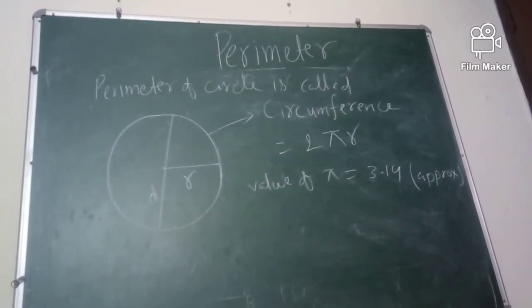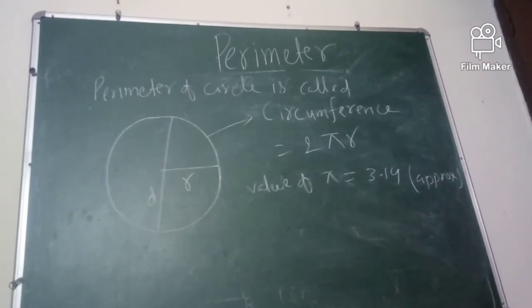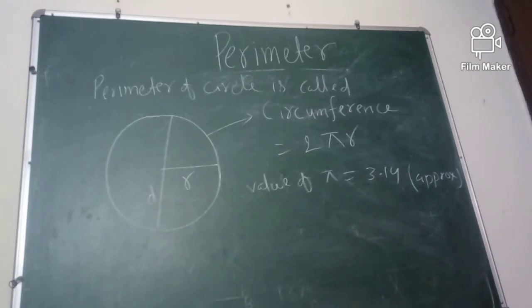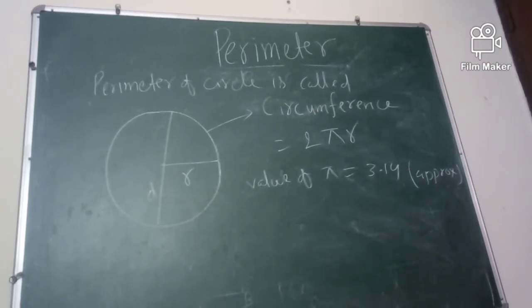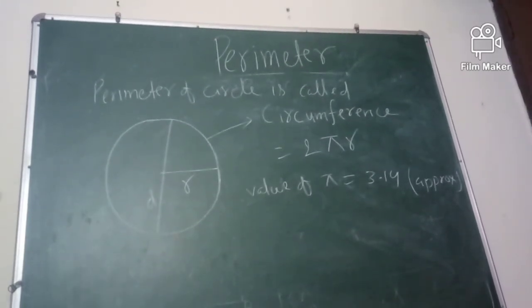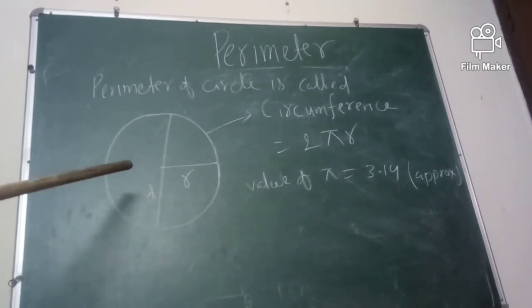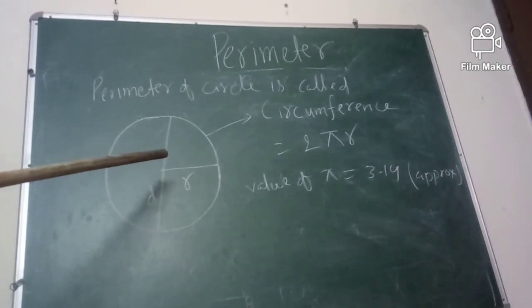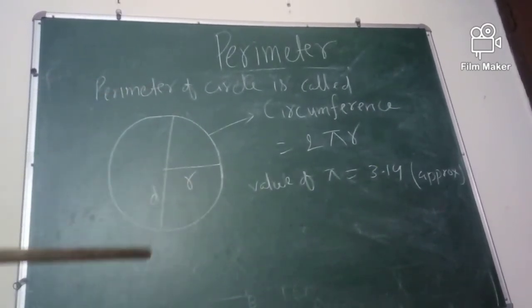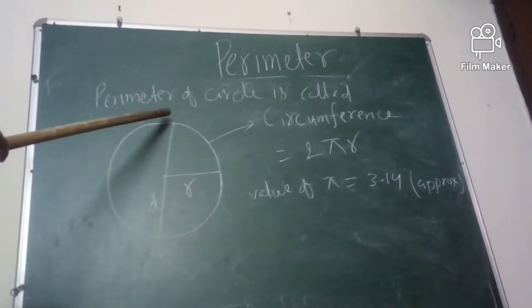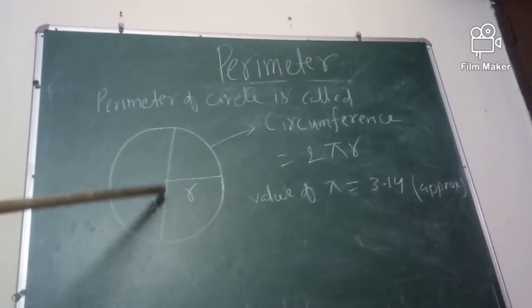Pi was first used by William Jones in 1706, and after 30 years it became the standard in mathematics. Pi is a Greek letter and it is standardly used for calculating the area or perimeter of a circle. Pi is the ratio of the circumference of a circle to its diameter.